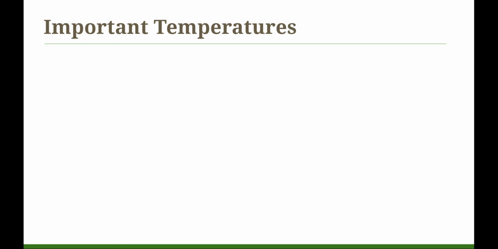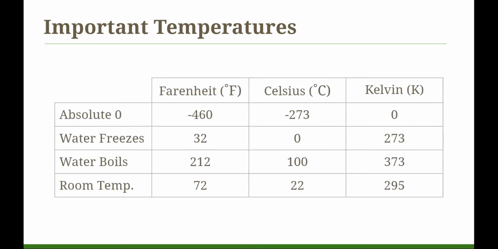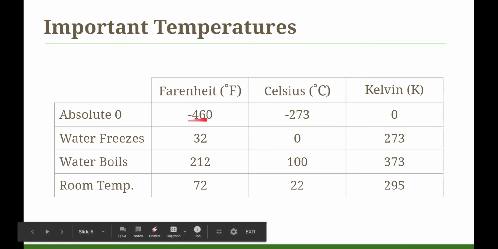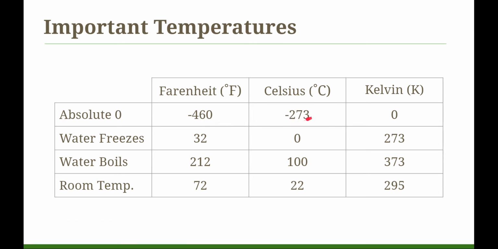Some important temperatures to know in each scale. Absolute zero, so we can look at each of these. Absolute zero, just for a reference point, in Fahrenheit, is 460 below zero. In Celsius, it's negative 273, and then Kelvin, because it's designed that way, is zero. Water freezes in Fahrenheit at 32. In degrees Celsius, it freezes at zero, and then in Kelvin, that number is 273.